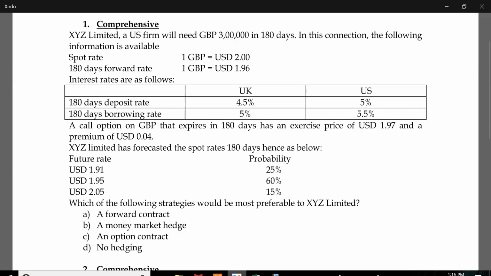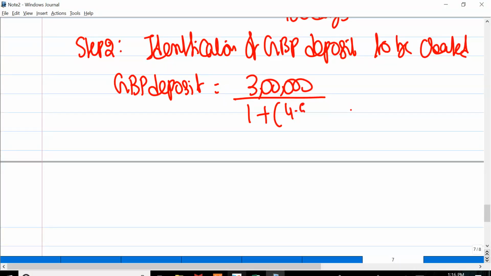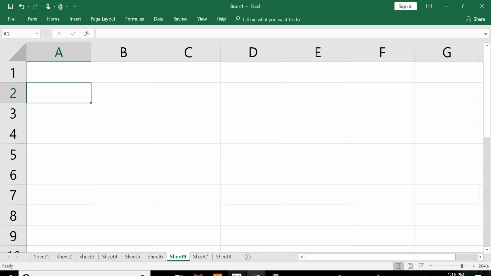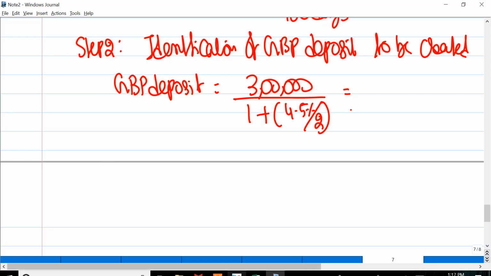So I'm going to create a deposit in GBP. What is the deposit rate in GBP? 4.5%. So 1 plus 4.5% by 2. Be very careful as far as your interest rates are concerned. Interest rates are always for a year. 3 lakh divided by 1.0225 is GBP 2,93,398.53. I need to create a deposit of this number, 2,93,398.53. Any doubts on this?